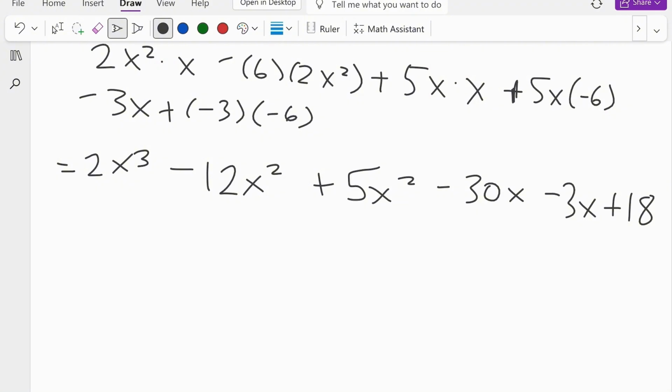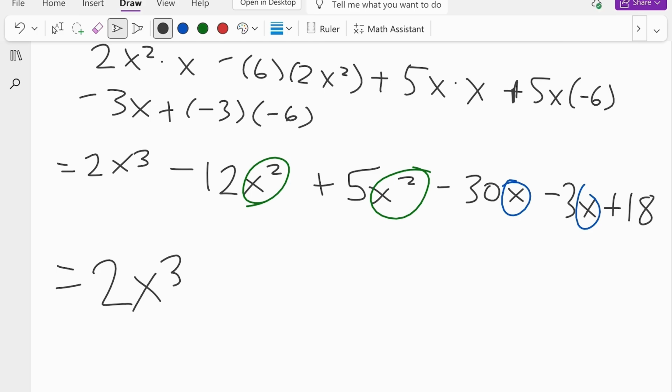That is a lot to handle for one problem, but as long as everything is organized and you have everything set up, then it should be no problem. So notice that we can combine like terms. Not only can we combine the coefficients of x squared, we can also combine the coefficients of x. So final answer is going to be 2x cubed, and then -12 plus 5 is just -7. We'll have -7x squared.